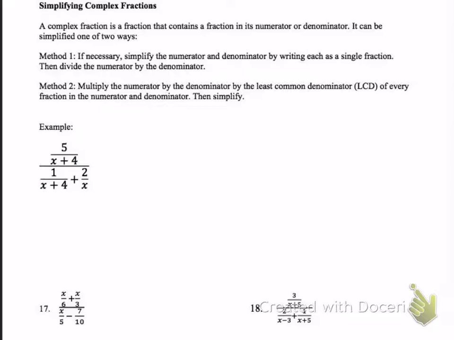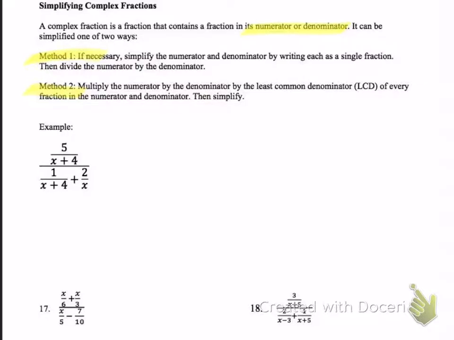Okay, complex fractions are like when you have a fraction divided by a fraction. It contains a fraction in its numerator and the denominator. So it can be simplified in two ways. One way is easier than the other. Method 1, if necessary, simplify the numerator and denominator by writing each as a single fraction and then divide. Method 2, multiply the numerator and the denominator by the least common denominator of every fraction and then simplify.